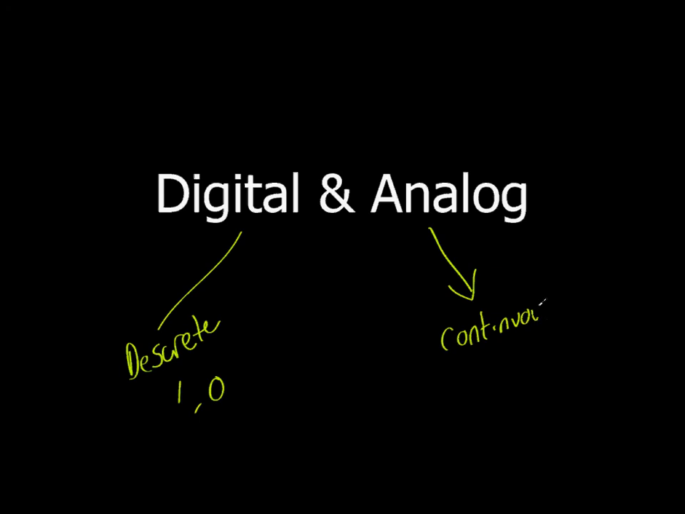Hopefully this video has helped you understand the difference between digital and analog. So both are ways of measuring quantity. Digital is discrete, which means it's either made up of 1 or 0, whereas analog is continuous and can take a value anywhere between a range.